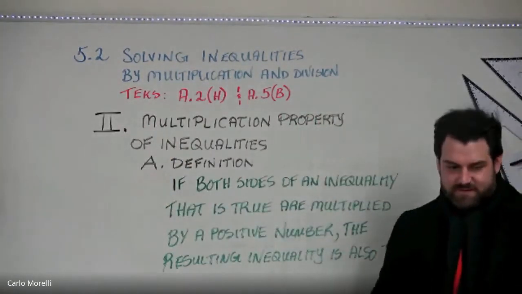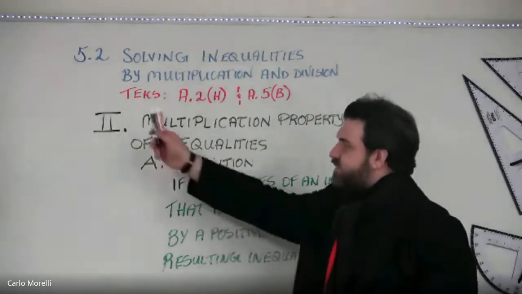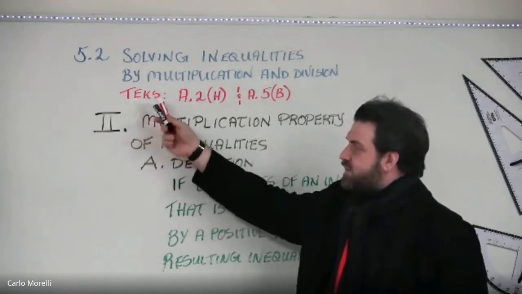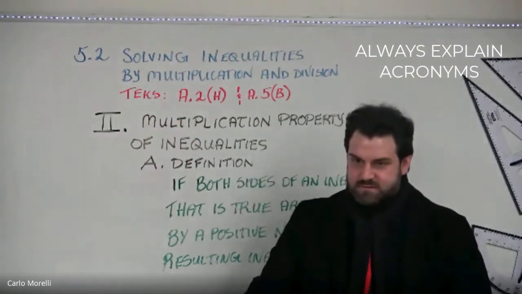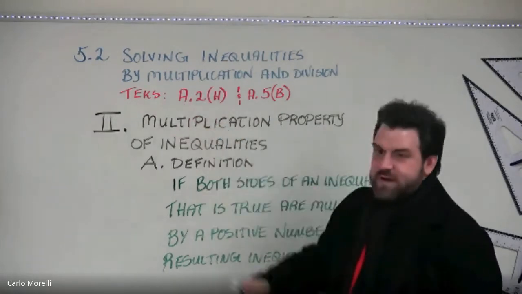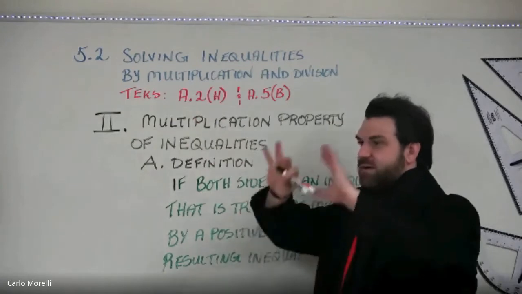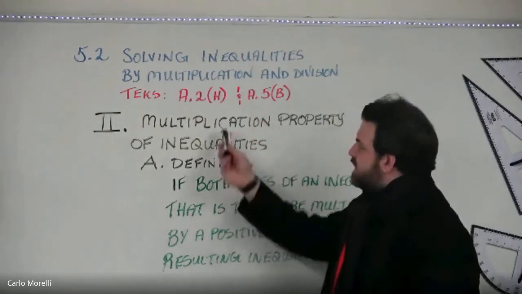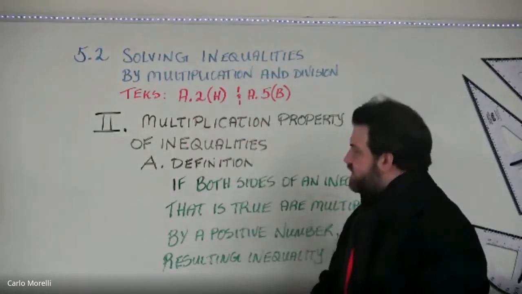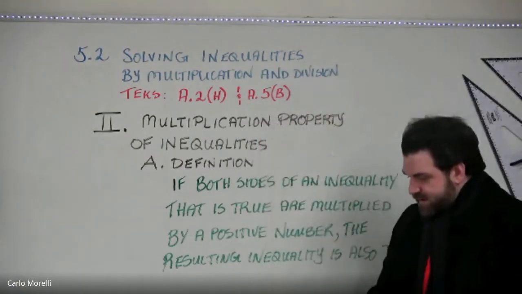Now, how do you pronounce this? TEKS. Some people say Tex. I always said Teeks. It stands for Texas Essential Knowledge and Skills. Did you know that? These are codes. A stands for algebra 1. The 2 is kind of like the big domain that we're studying. And then H is like the subsection. And then A.5b. So there's 2 TEKS that are kind of bound up together.